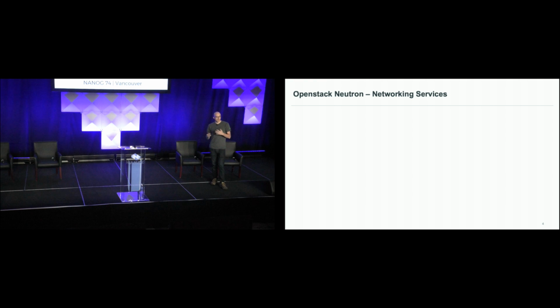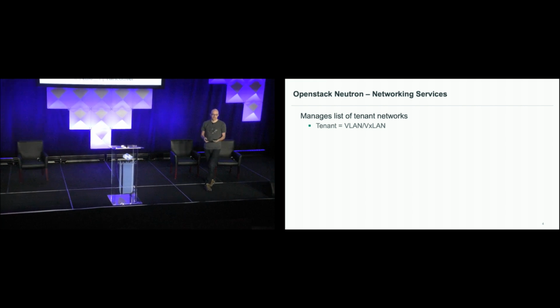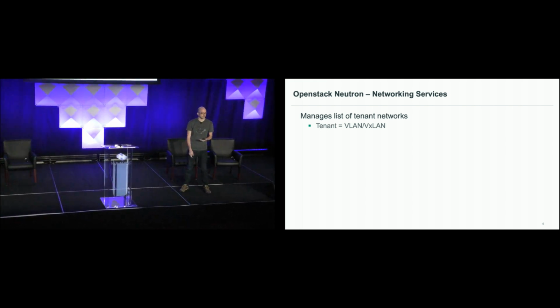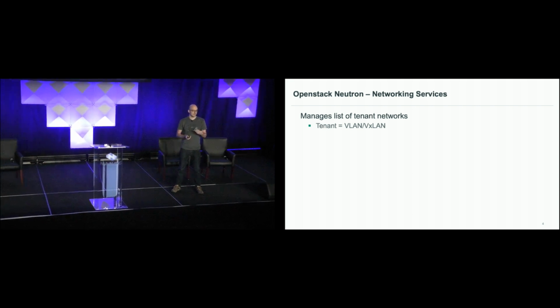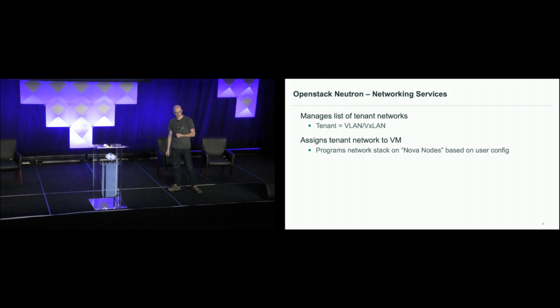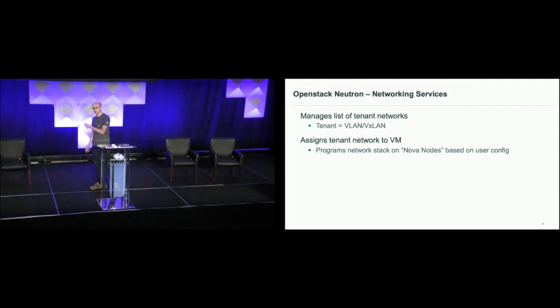On the other side, we have the network services, which OpenStack calls Neutron. Neutron manages the list of tenant networks. And in the speak here, the language of tenant means a VLAN or a VXLAN, an L2 domain. It's going to assign a tenant network to a VM, or I should say a VM to a tenant network. The network stack on the Nova nodes is programmed by Neutron.